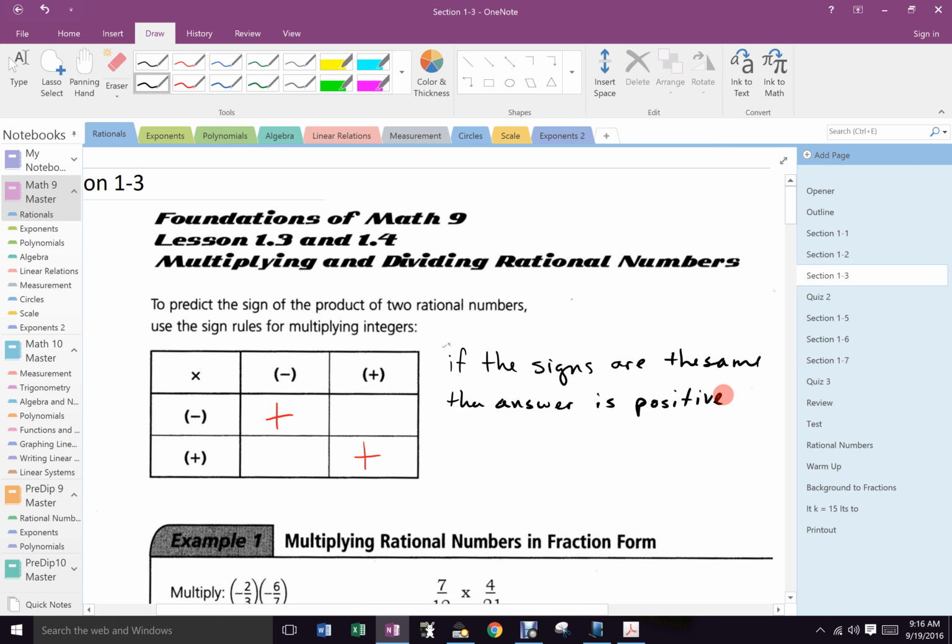So, do I know as soon as I look at the question if I'm going to have a positive or negative answer? Yeah. So can I forget about them? Yeah, because I know what the answer is going to be before I do any work, right? So if they're the same, it's positive. What happens if they're different? I get a negative. If the signs differ, the answer is negative.